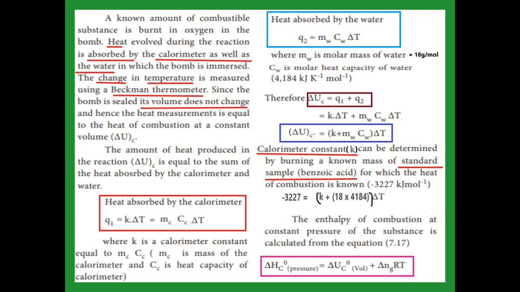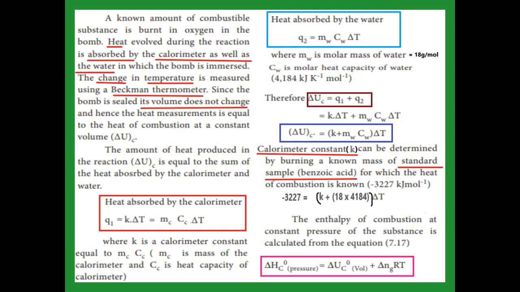What is Q1? The heat absorbed by the calorimeter. That Q1 value is given as K into delta T. What is K? MC CC. What is MC? Mass of the calorimeter, and CC is heat capacity of the calorimeter, and delta T means temperature change from final temperature to initial temperature. And heat absorbed by the water can also be calculated with the formula Q2 is equal to MW CW delta T. What is MW? It is the molar mass of water, 18 gram per mole, and CW is molar heat capacity of water. The value is 4184 kilojoule Kelvin minus 1 mole minus 1.